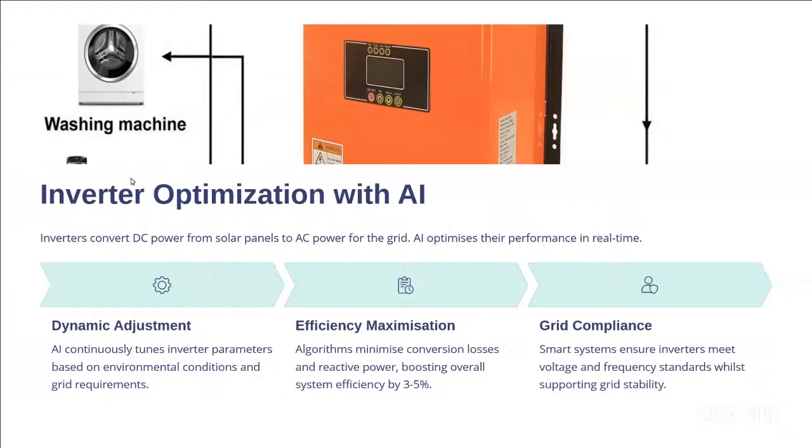Next one is the inverter. The inverter is a device you know very well, which converts DC to AC, and we use it for solar panels. Solar panels absorb the sunlight coming from the sun, and that is converted by photovoltaic theory to DC, and again that DC has to be converted to AC with the help of an inverter. Inverter optimization is also done with the help of AI, with dynamic adjustment, to maximize efficiency and grid compliance.